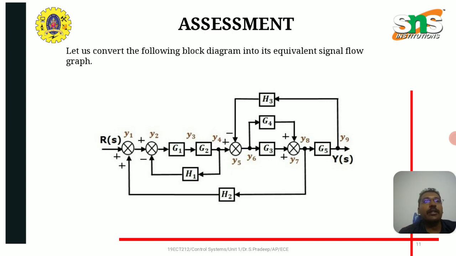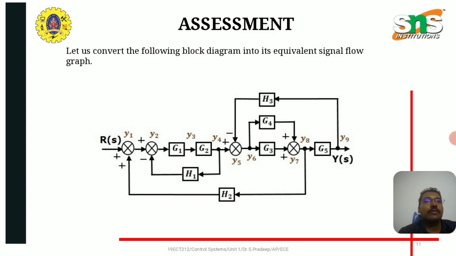Assessment question: let us convert the following block diagram into its equivalent signal flow graph. Here R(s) is the input and Y(s) is the output. y1, y2, y3, y4, y5, y6 up to y9 are the nodes. Gains G1, H1 are given here.